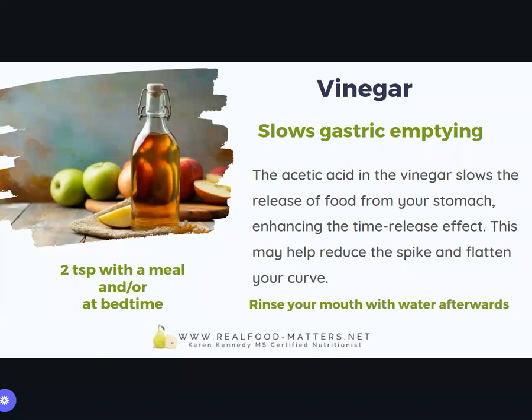One is vinegar. The acetic acid in the vinegar actually slows the release of food from your stomach, enhancing that time release effect. And I'll talk about the time release effect a little bit more later. And so this can help reduce that spike and flatten your curve. So some people will take like 2 teaspoons of apple cider vinegar with a meal or at bedtime. And some people just have a salad with a vinaigrette dressing. And so not only do you get the fiber from the vegetables, which helps, but you also get that vinegar, which slows the gastric emptying. So that's an actual hack.